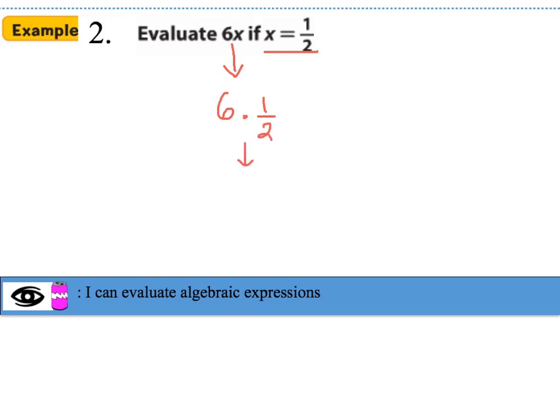I know that I can make 6 into a fraction by placing it above 1, and I can multiply that by 1/2. Now I can just multiply my fractions. I know that 6 times 1 on the numerator is 6, and 1 times 2 on the denominator is equal to 2. When I simplify that further, I get 3 as my answer.